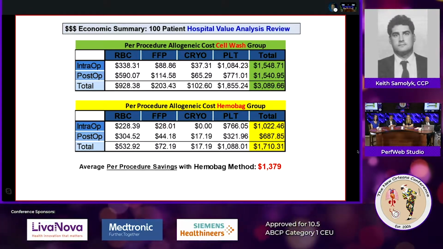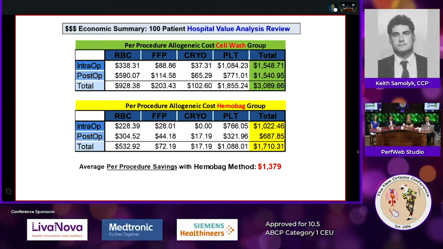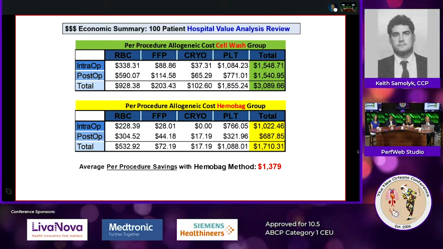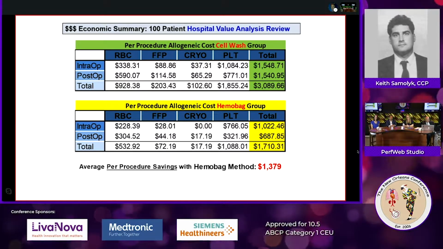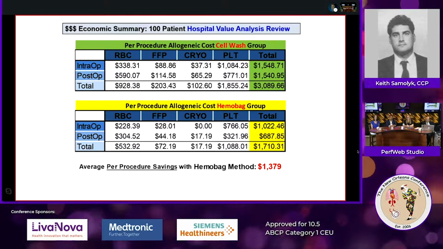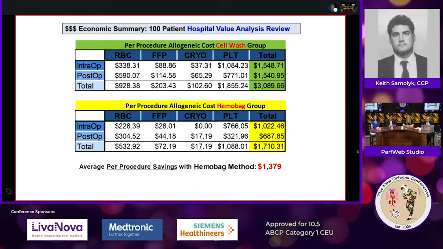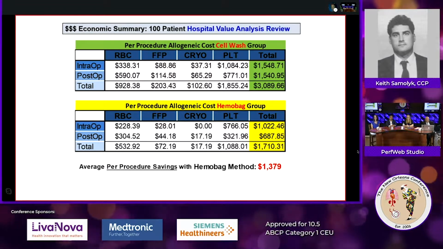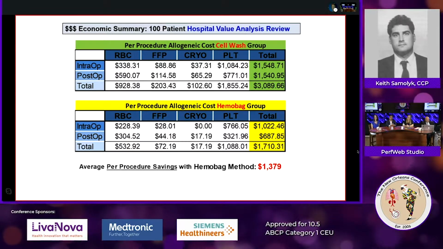And then you look at the Hema Bag group, the same thing: intra-op, post-op, and total. RBCs, FFP, cryo, platelets total. It was about $1,700 per patient. So it was about a $1,379 savings per case when they used the Hema Bag for ultrafiltration and concentrating the end circuit volume and giving it back to the patient.